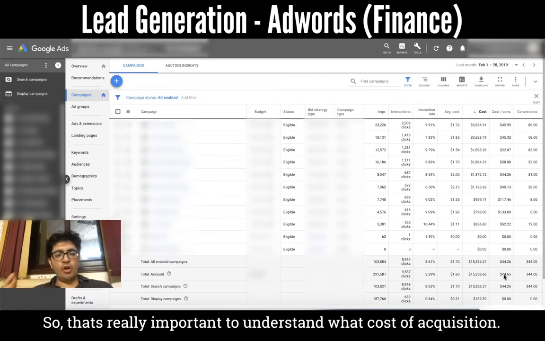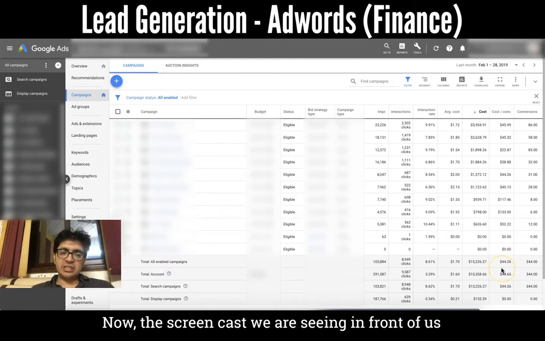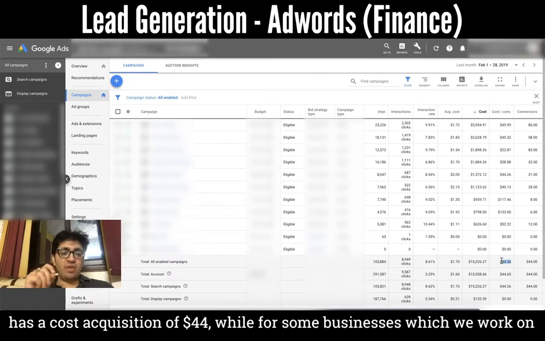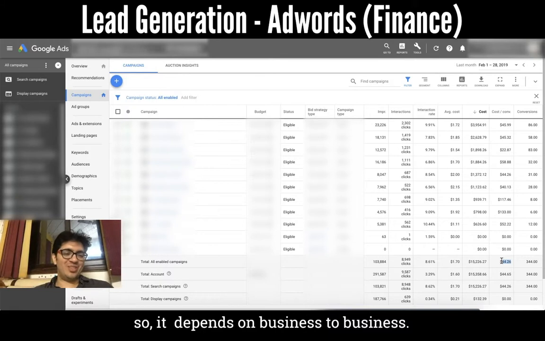So that's really important to understand about cost of acquisition, because it will depend on each business. Now the screenshot that we see in front of us has a cost of acquisition of $44, while for some businesses which we work on, it is just $10, just $7, $12, $23, $135. So it depends on business to business.